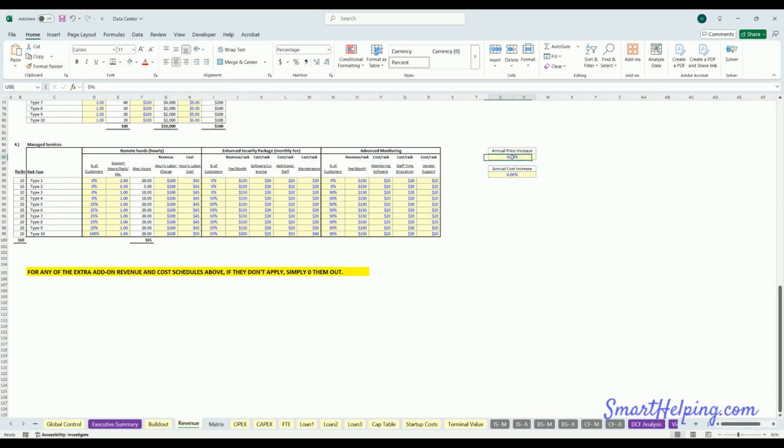You can also control the annual price and cost increases for all 3 of these sections right here. And again, remember, for any of the extra add-on revenue and cost schedules above, if they don't apply, you can simply zero it out.